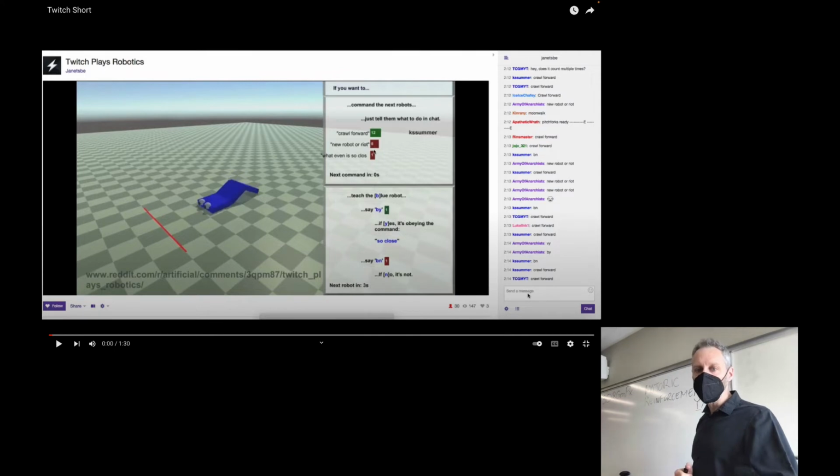Eight people at this point in time have entered the command "new robot" or "riot", because at this point the crowd was getting bored of seeing the same robot over and over again. What even is this? It's so close. Somebody else didn't understand what was going on. So you've got the crowd, as always, on the internet, you've got everything under the sun.